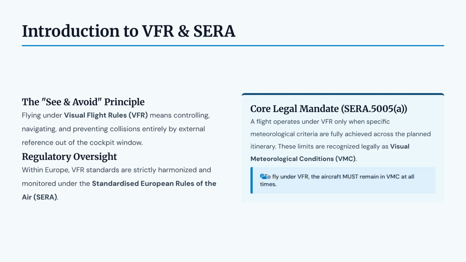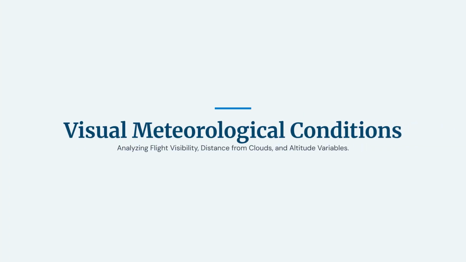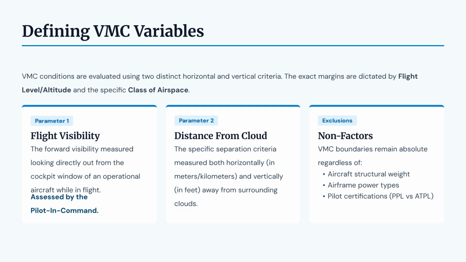Legally, VFR operation requires specific visual meteorological conditions, or VMC, to be fully achieved at all times. VMC involves analyzing flight visibility, distance from clouds, and altitude variables. VMC is defined by horizontal and vertical criteria based on the flight level or altitude and the airspace class. The two main parameters are flight visibility, assessed by the pilot in command, and distance from cloud. Note that aircraft weight, power types, and pilot certification do not affect VMC boundaries.